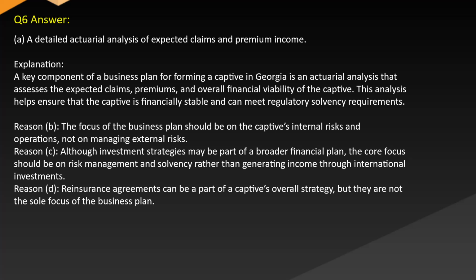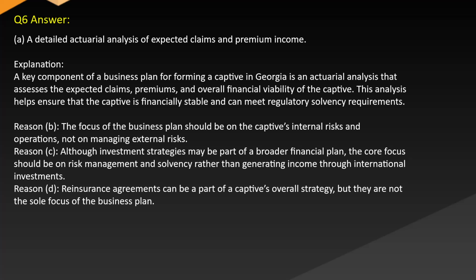Explanation: a key component of a business plan for forming a captive in Georgia is an actuarial analysis that assesses the expected claims, premiums, and overall financial viability of the captive. This analysis helps ensure that the captive is financially stable and can meet regulatory solvency requirements.